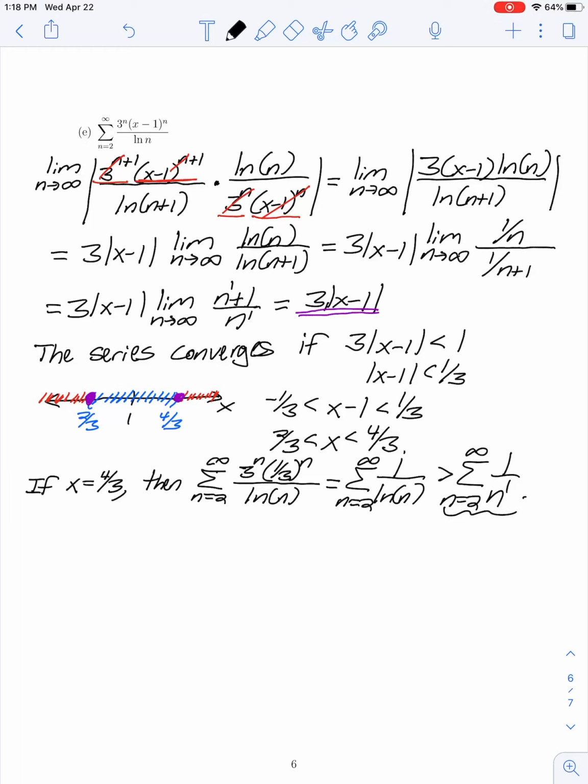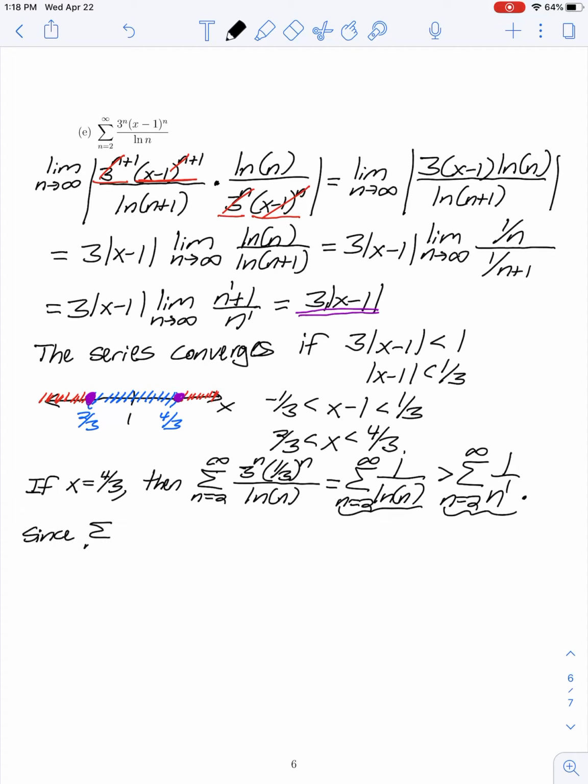So since this series, which is smaller, is the harmonic series, which we know diverges, then the larger series, 1 over the natural log of n, must diverge by the direct comparison test. So let's say the following.